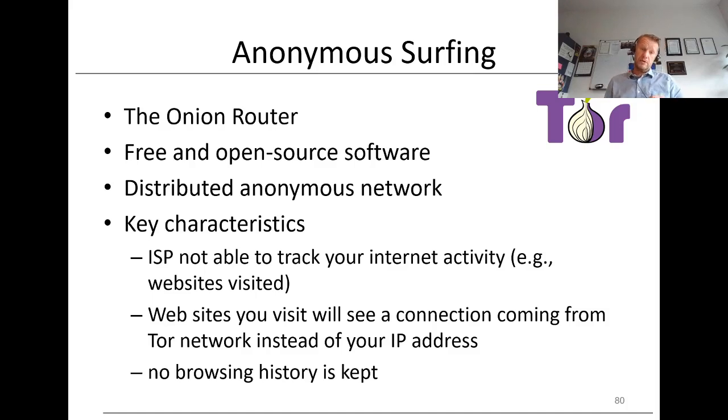Anonymous surfing, there's the Onion Router or Tor, which is a quite exciting tool. It's free and open source software, based on a distributed anonymous network facilitating anonymous surfing. Its key characteristic is that even the internet service provider is not able to track your internet activity, right? So you can surf whatever website you want. Even your internet service provider will not know who you are or what you visited.